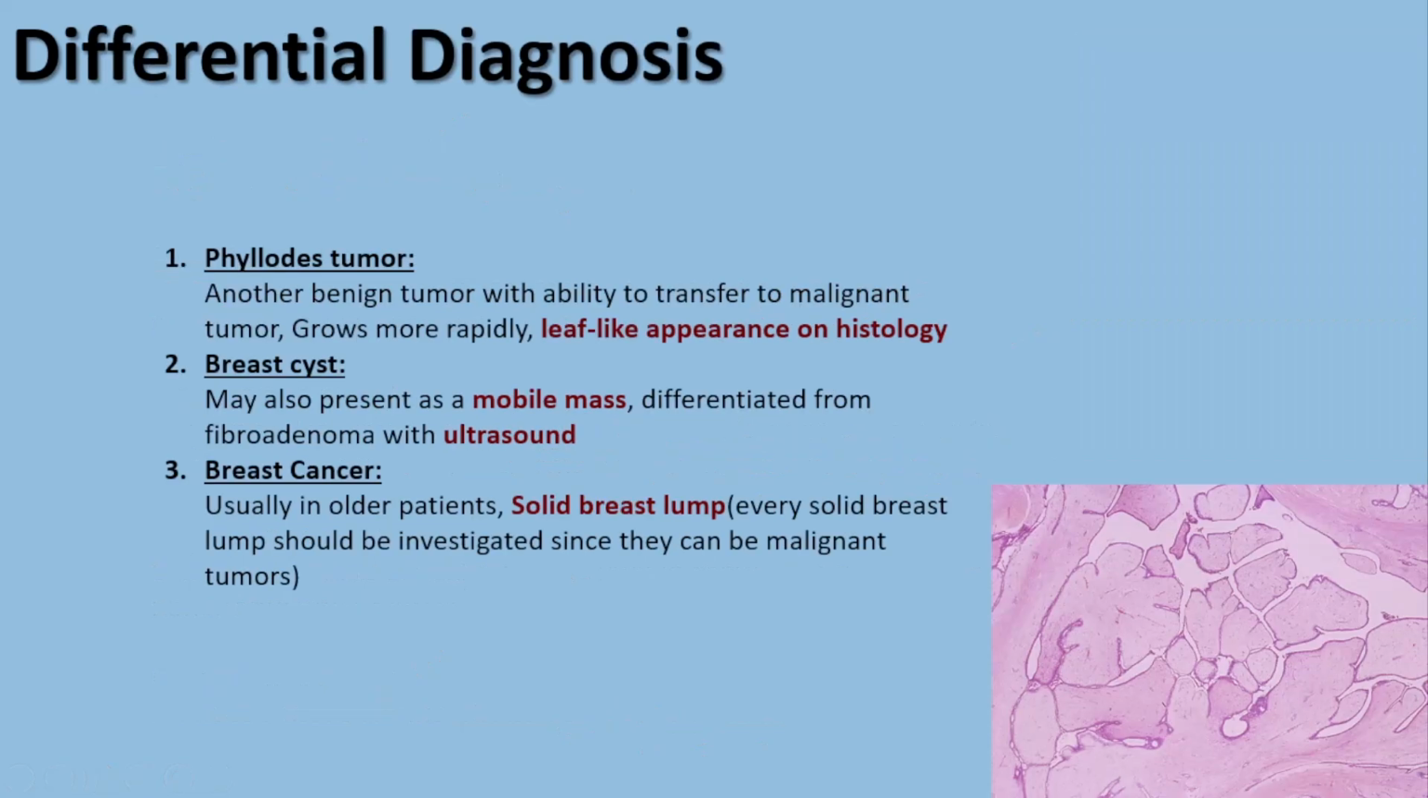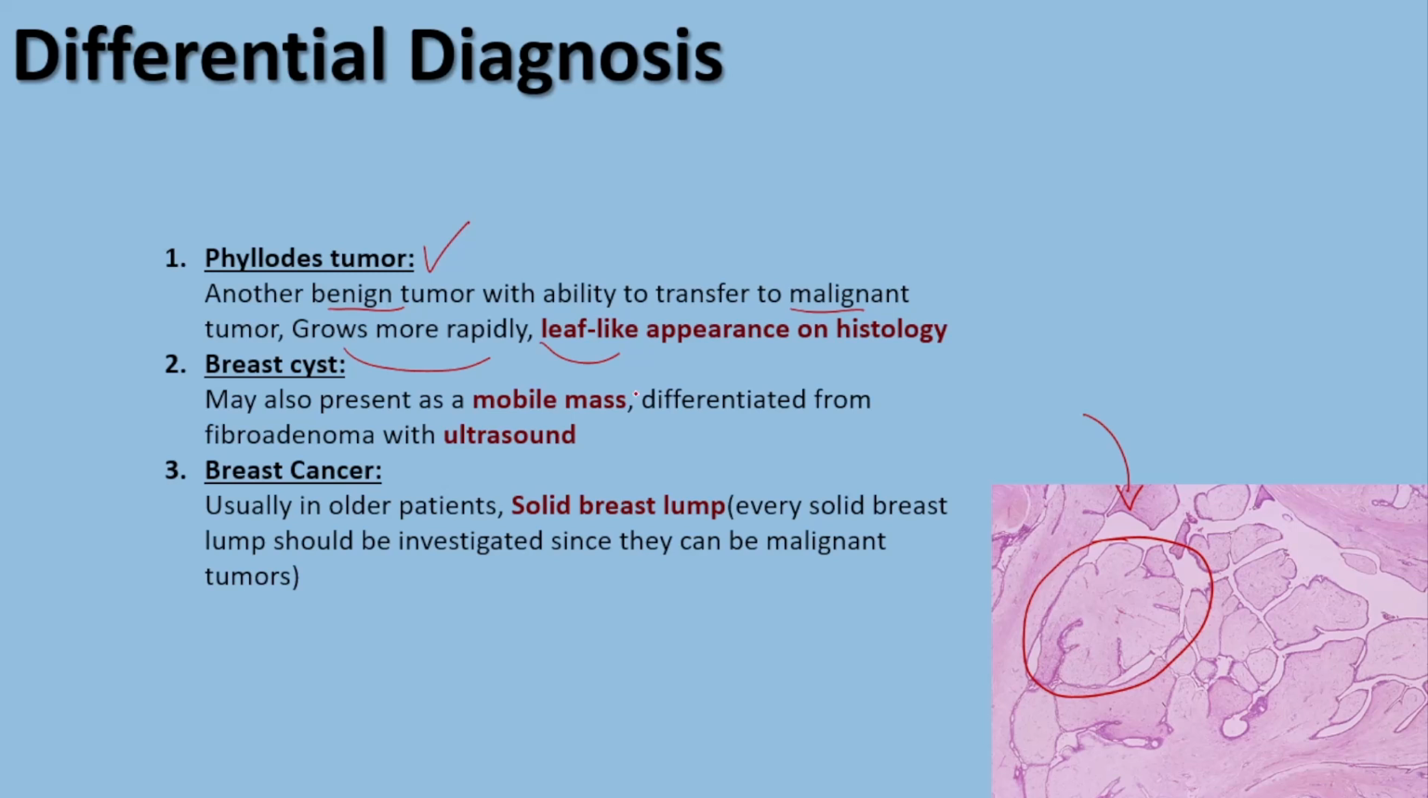So what are the differential diagnoses for fibroadenoma? In the differential diagnosis, you have to consider phyllodes tumor. This is another benign tumor of the breast with the same structure. It has stromal and epithelial components. But note that in case of phyllodes tumor, we have higher risk of malignant transformation, and also phyllodes tumor is going to grow more rapidly, and on the histological panel you are going to see a leaf-like structure like the one you are seeing here. These are the leaf-like structures of phyllodes tumor.